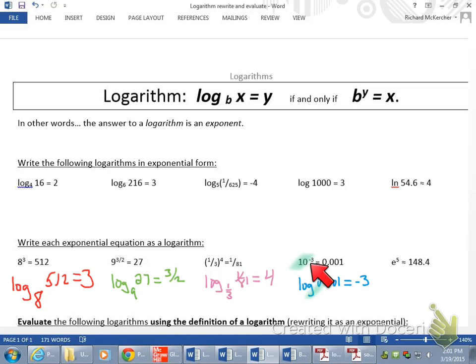Now notice on this one it was a base of 10, right? So I wrote it like a common log. I did not write the 10. And this one is using a base of e, so I'm going to use the natural log.